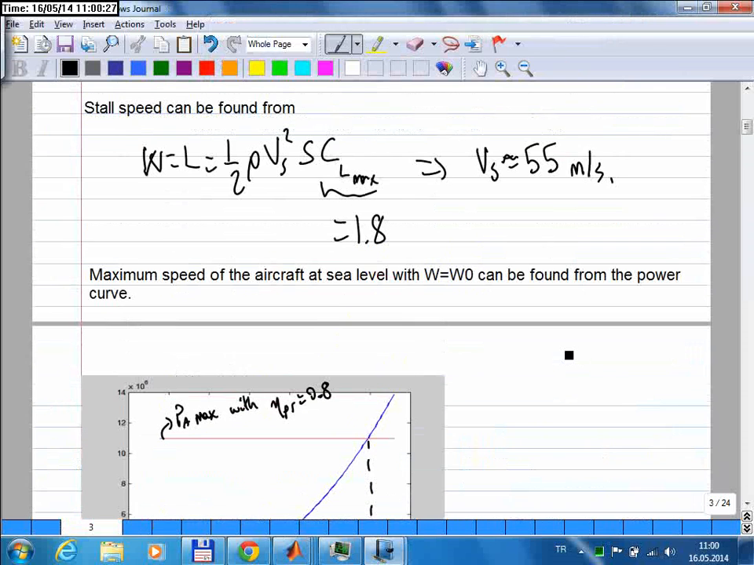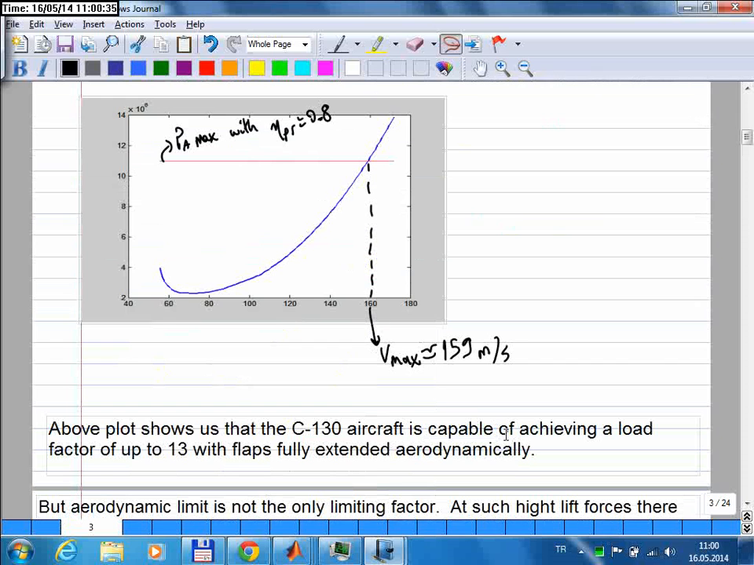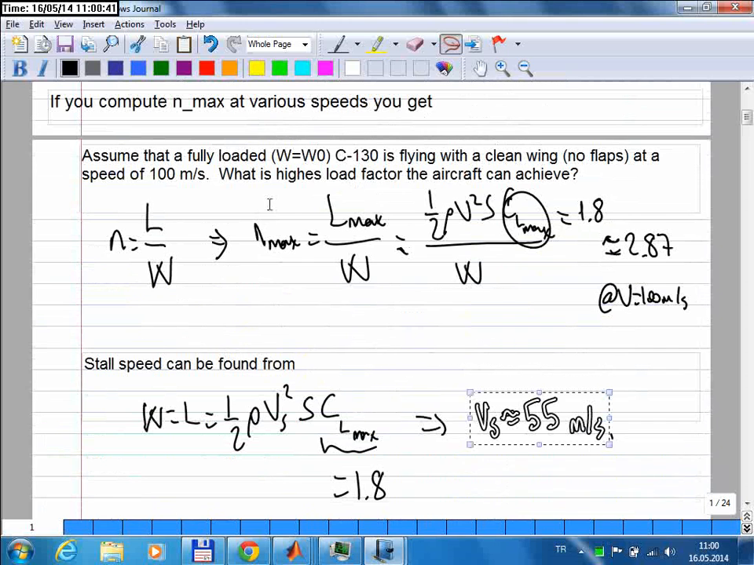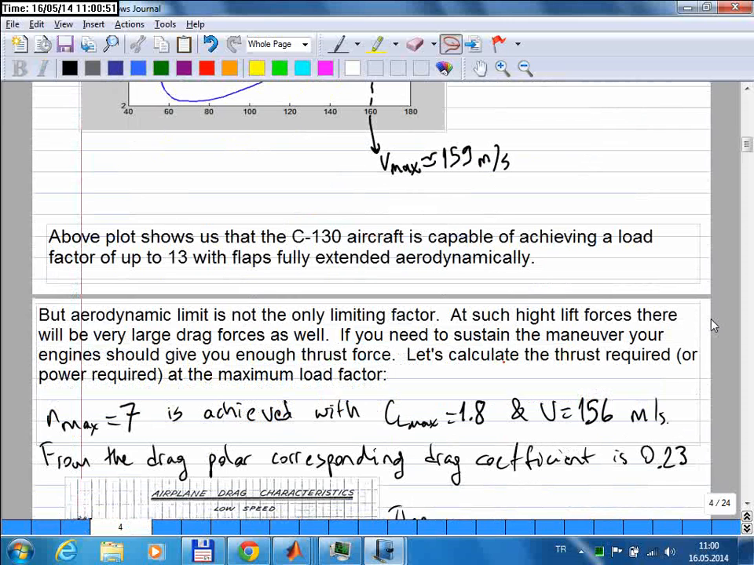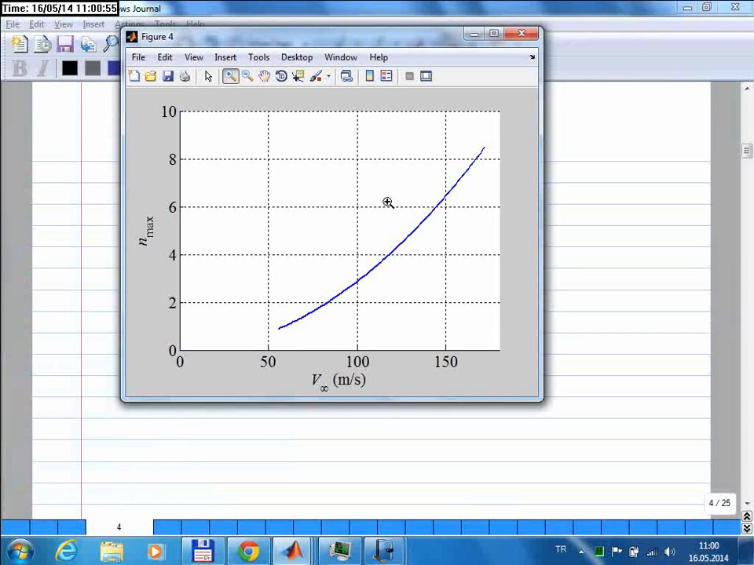Okay, now we have a speed range for our aircraft, right? We know that the aircraft without any flaps can fly at any speed between 55 meters per second and 159 meters per second. And at each one of these speed values, we can calculate the maximum load factor it can have by using this maximum lift coefficient and the speed values. And if you do that, you will get this curve.